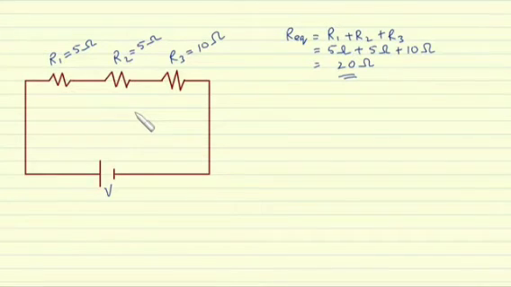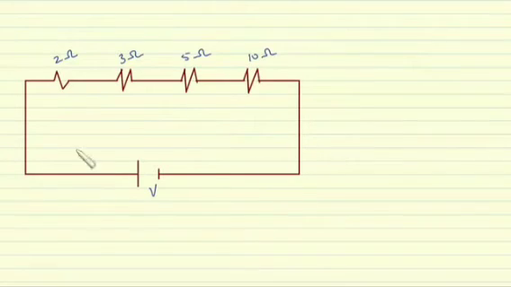Let's see some more questions. Here in this circuit we have four resistors, 1, 2, 3 and 4. Are these connected in series? Obviously they are connected in series. If the current I flows through the battery, then the same current will flow through this, the same through this, and the same through this also.